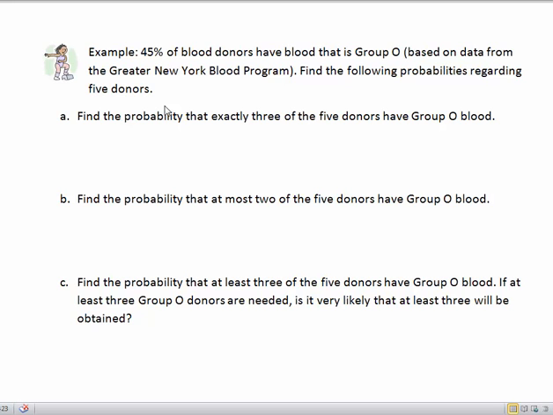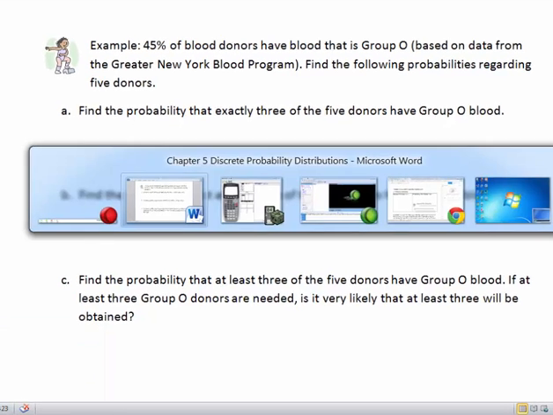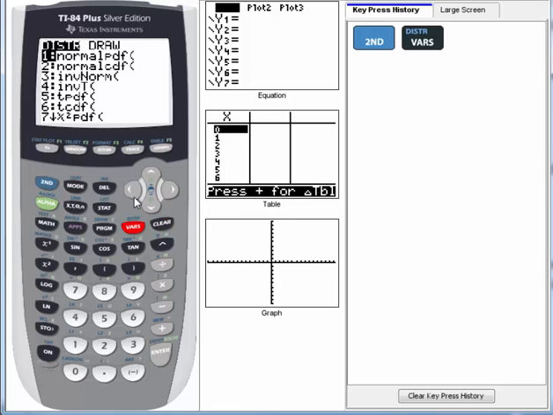Okay, so once you've done that, in this first problem, we want to find the probability that exactly 3 of the 5 donors have group O blood. Okay, so on the calculator, we're going to use the binompdf function. And to get there, we'll hit the second key and then vars. And then you can arrow down until you get to option A, or binompdf.